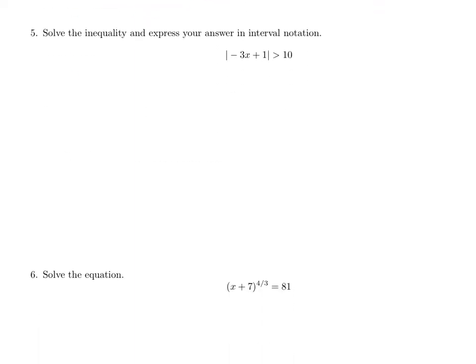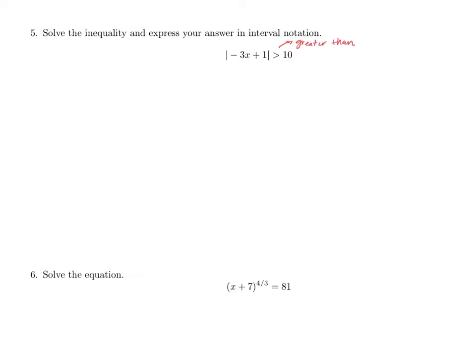Okay, number 5. This is an absolute value inequality. It says solve the inequality and express your answer in interval notation. So the first thing you want to do is say, okay, do I have the absolute value by itself on one side of the inequality symbol? Yes. Next, you want to look and see if you're comparing to a positive number. You are, so you can continue forward. Next, you want to look at the symbol that you have here. This is a greater than.